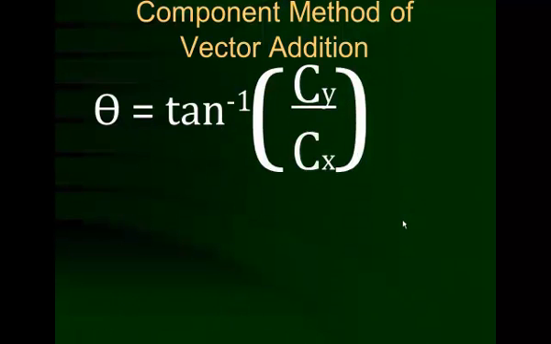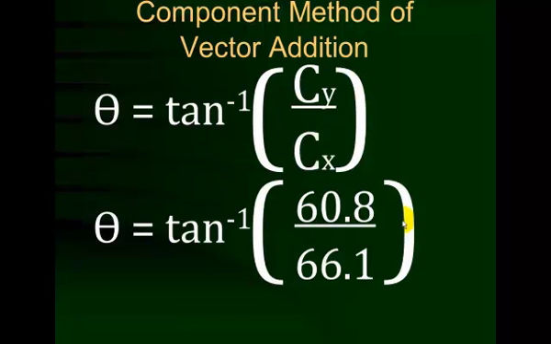As we said before, we're going to plug in our two lengths, our opposite. Our northward component was 60.8 meters per second. Our eastward component was 66.1 meters per second. When you plug those in and take the inverse tangent, you get 42.6 degrees, and it agrees with what we would have expected for our calculation.